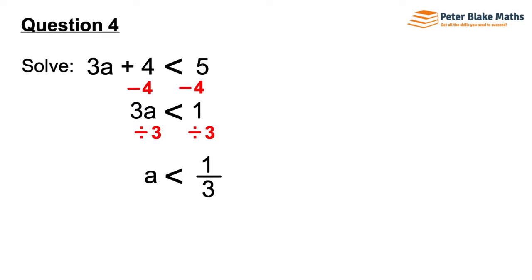Now at no stage, once again, did we multiply or divide by a negative number, so the arrow didn't change. The inequality sign is still going to the left.